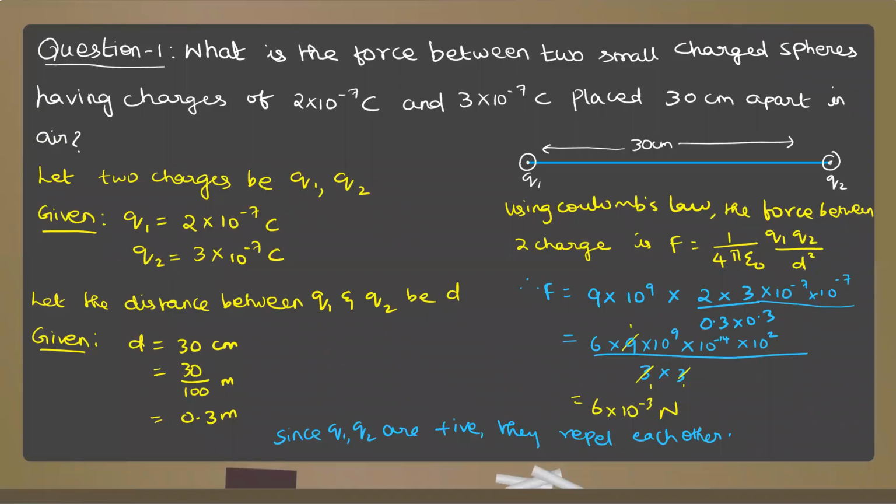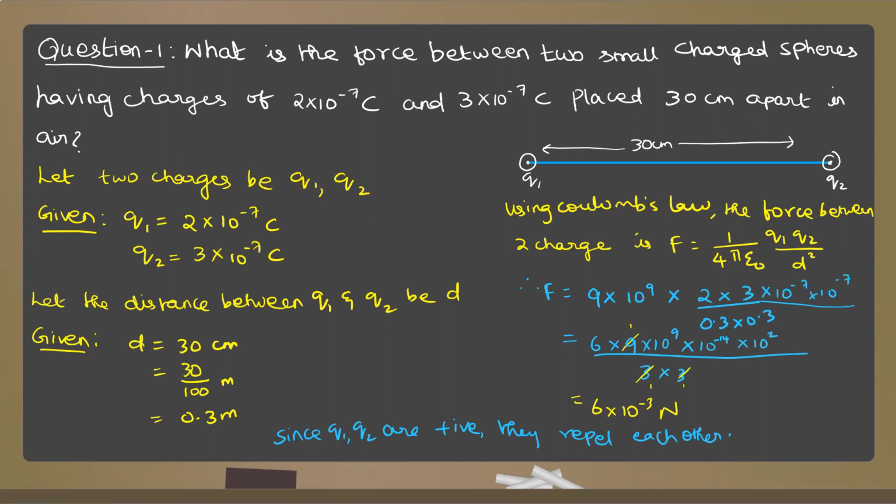So first question, what is the force between two small charged spheres having charges of 2 into 10 to the power minus 7 coulombs and 3 into 10 to the power minus 7 coulombs placed 30 centimeter apart in air? First of all, let's try to figure out this question.